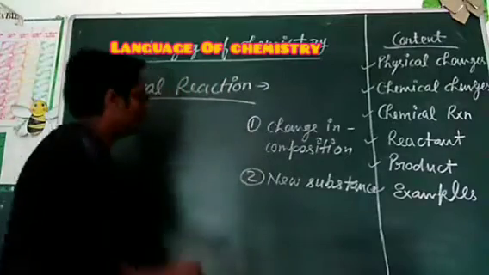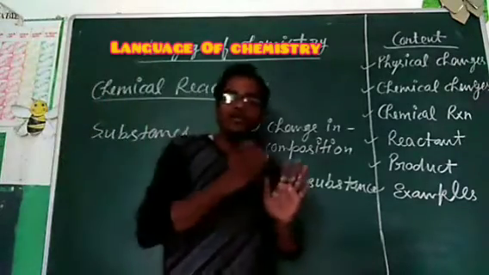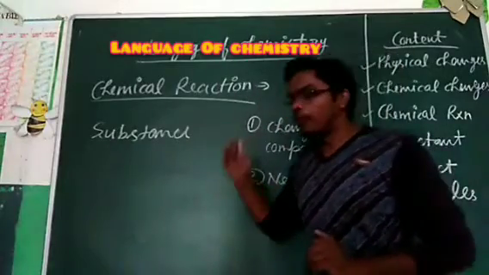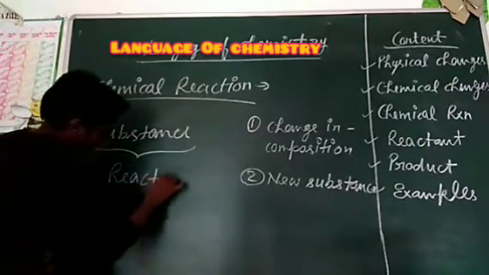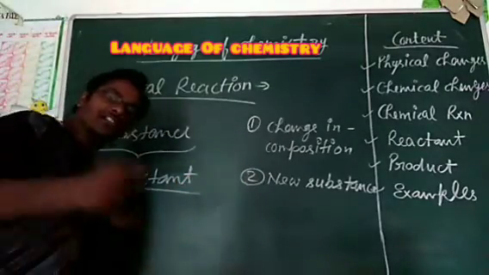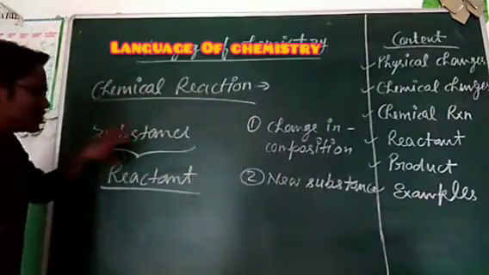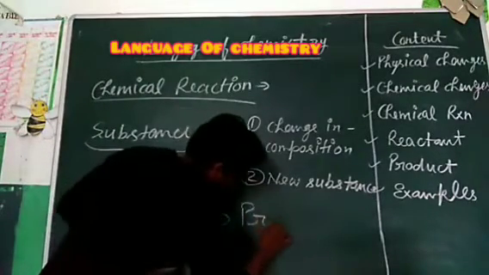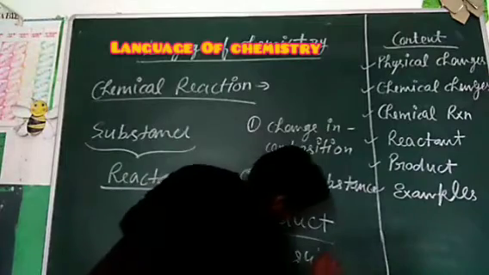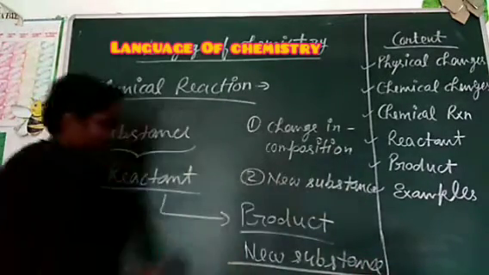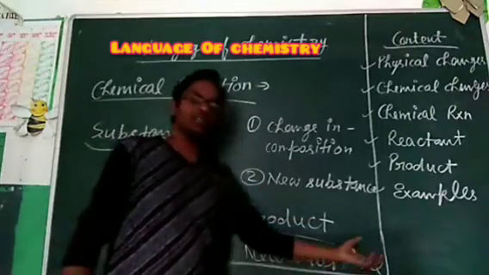And the substance which undergoes the process or takes part in the reaction, that substance is known as reactant. And what is the reactant? Reactant which reacts. And after this, what will happen when reactant takes part in the reaction? That will produce product, which we can consider as new substance. Okay, reactant takes part in the chemical reaction and produces product, which can be termed as new substance.